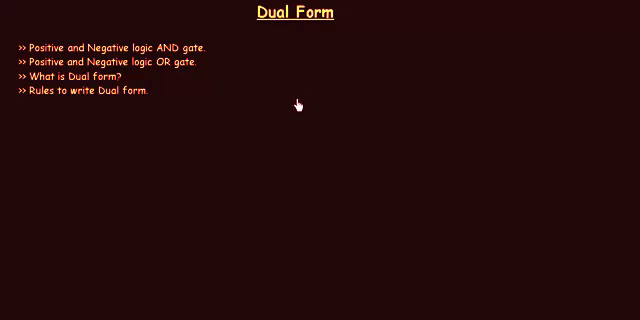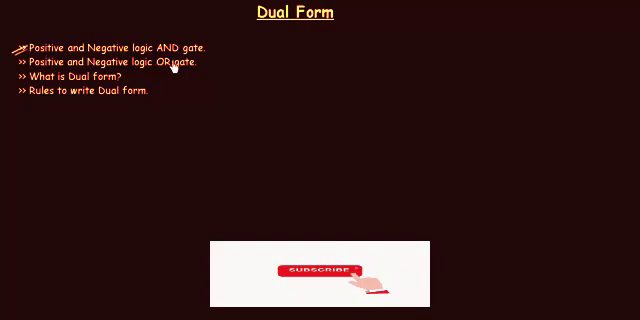In the last presentation, we completed positive and negative logic. In this lecture, we are going to cover positive and negative logic AND gate, positive and negative logic OR gate, what is dual form, and finally, we will derive rules to write dual form. So, we will start with positive and negative logic AND gate.